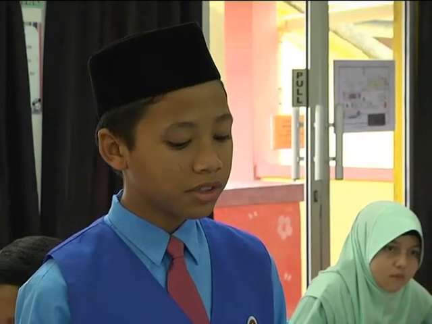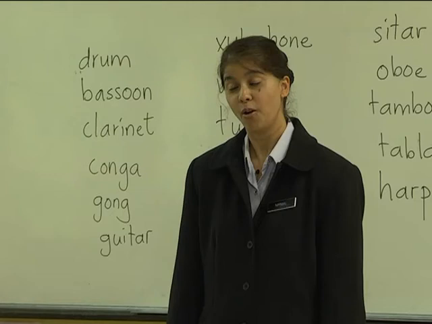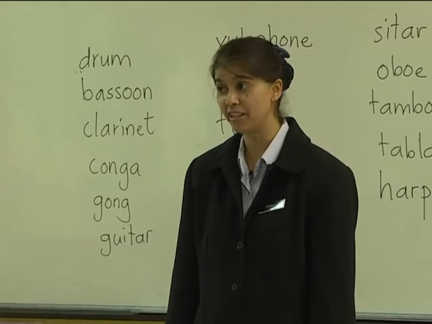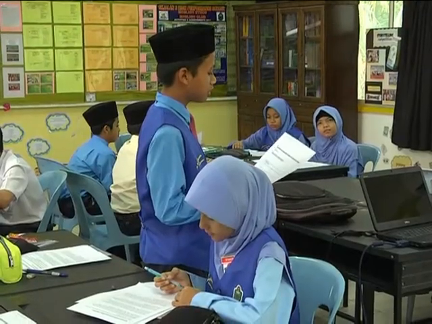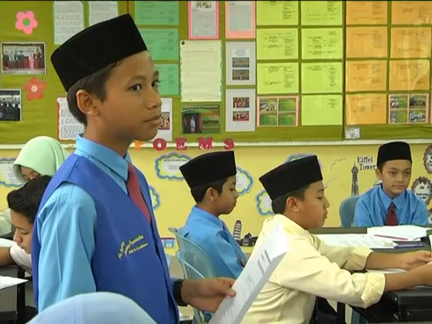Why are these instruments called brass instruments? These instruments are called brass instruments because they are made of metal called brass. Oh, excellent. See how confident Nasrul was. Okay, and was his answer correct? Yes, teacher. Very good.